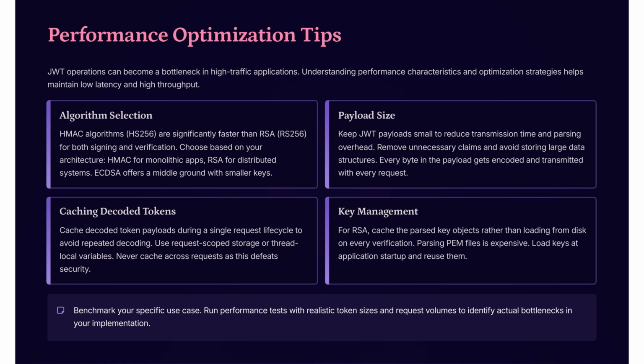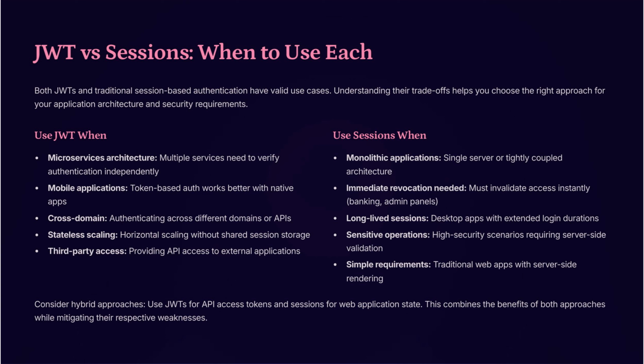Benchmark to identify bottlenecks. JSON Web Tokens are ideal for microservices, mobile apps, cross-domain authentication, stateless scaling, and third-party API access. Sessions suit monolithic apps, immediate revocation needs, long-lived sessions, sensitive operations, and simple web apps. Consider hybrid approaches for API tokens and web state to leverage both methods' strengths.